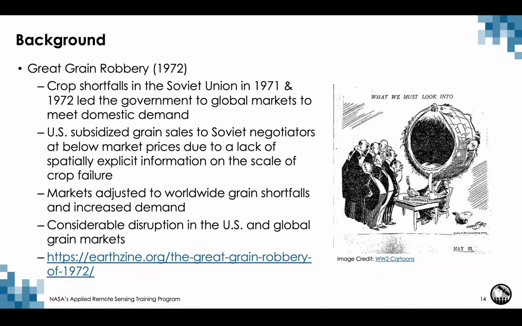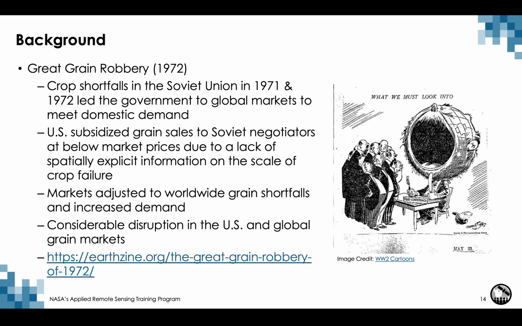From winter of 1971 into the spring of 1972, a mega drought occurred across much of Europe, with Eastern Europe being hit particularly hard. The Soviet Union experienced widespread crop failure, and to prevent widespread hunger, they turned to international markets to make up for their shortfall.